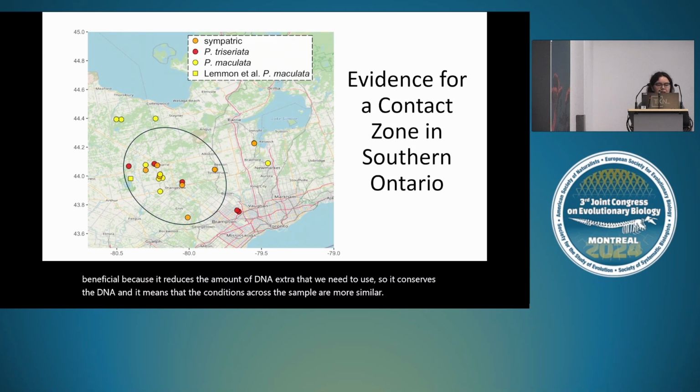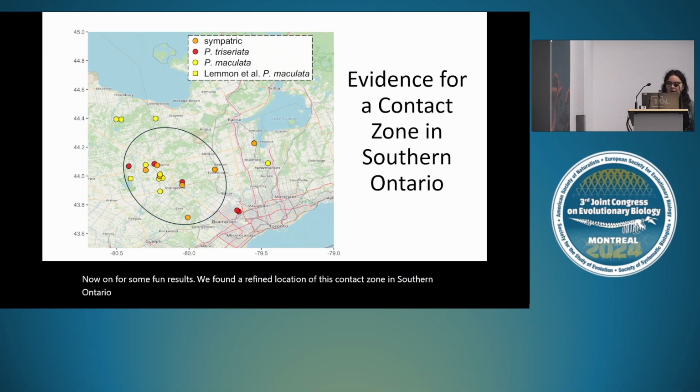Now on to some fun results. We found a refined location of this contact zone in southern Ontario. In yellow here are locations where we detected Pseudacris maculata. In red are locations where we detected Pseudacris triseriata. And in orange are locations where we detected both.